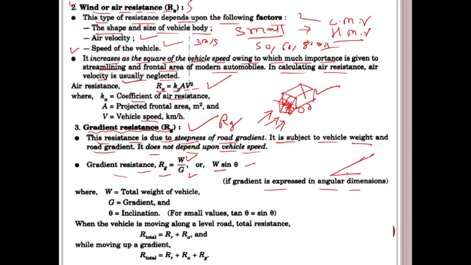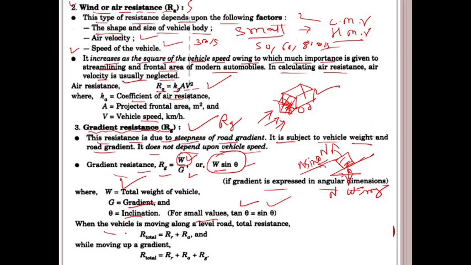If the road is banked, this is our vehicle, and this is the normal force. In that case we get W sine theta conditions, where N is the weight of the vehicle. We know that W is equal to mg. So R_g is equal to W upon G, or this W is replaced by N sine theta for a vehicle in an inclined position on the road. W is the total weight of the vehicle, G is the gradient, and theta is the inclination. For small values, tan theta can be written as sine theta.